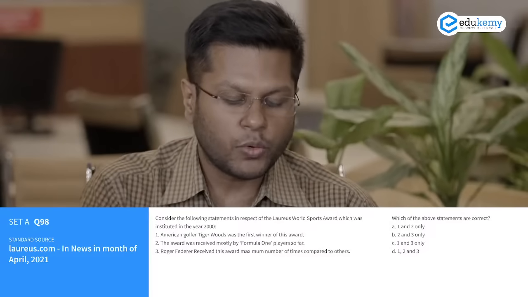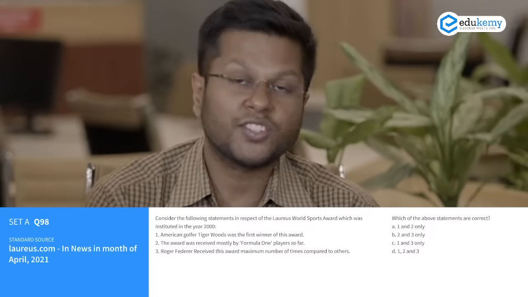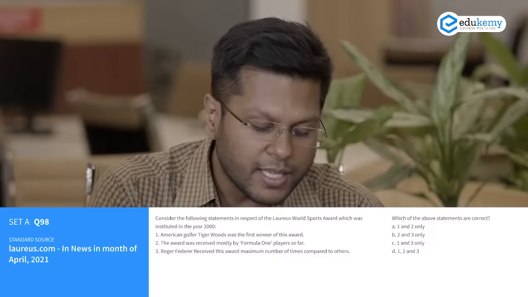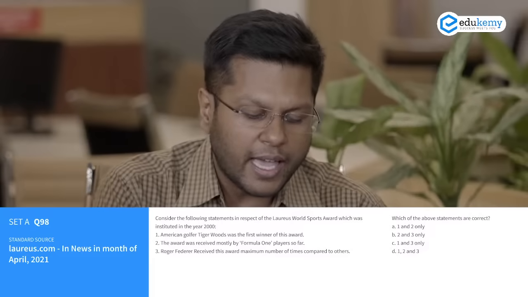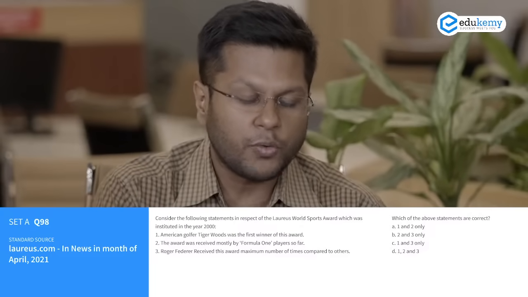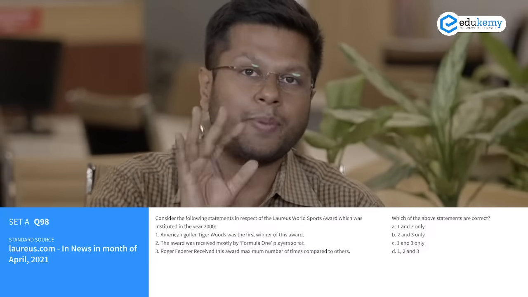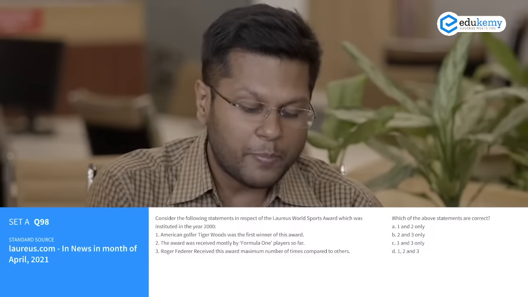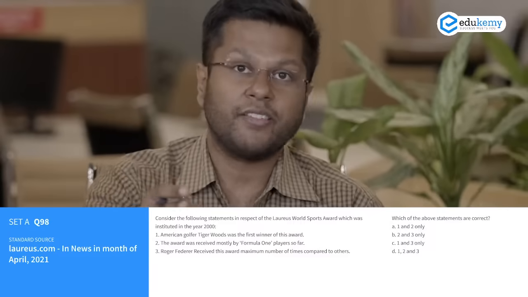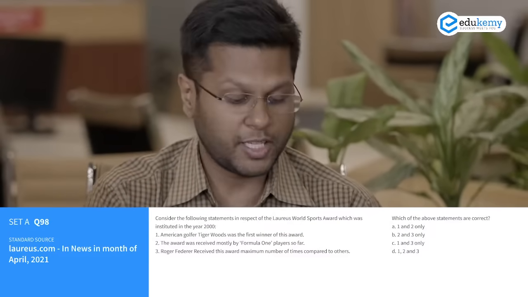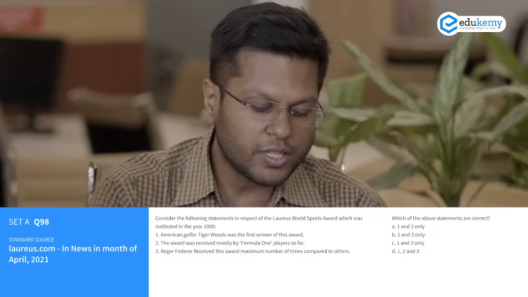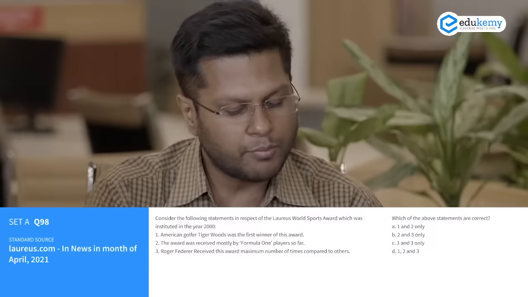Although the statement is wrong, it was not received mostly by the Formula One players so far. It is in this statement it has been asked specifically because this award, Laureus World Sports Award, has been sponsored by Mercedes-Benz. It has been sponsored by companies like Mitsubishi. So that is why people speculate that probably it is given majorly to the people who are in Formula One racing. Not true. It has been given mostly to the people in tennis. That's it. And the third one, Roger Federer received this award maximum number of times compared to others.